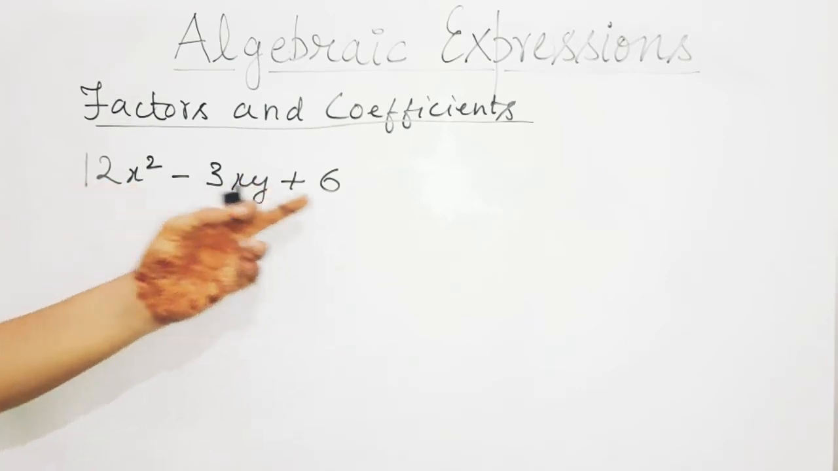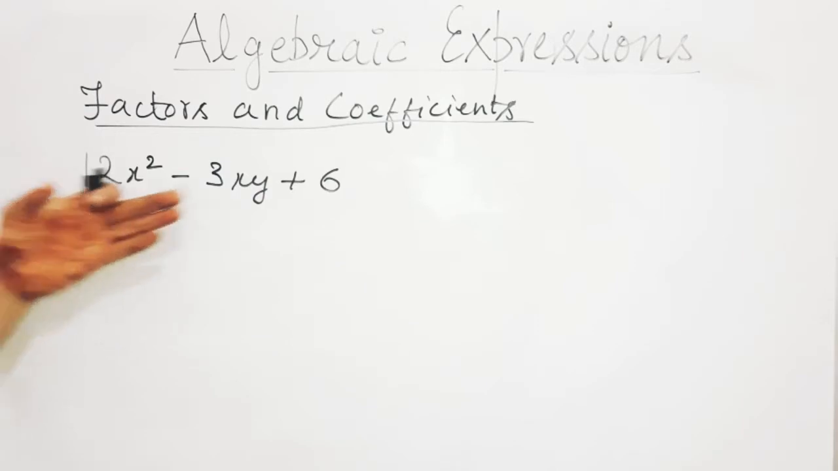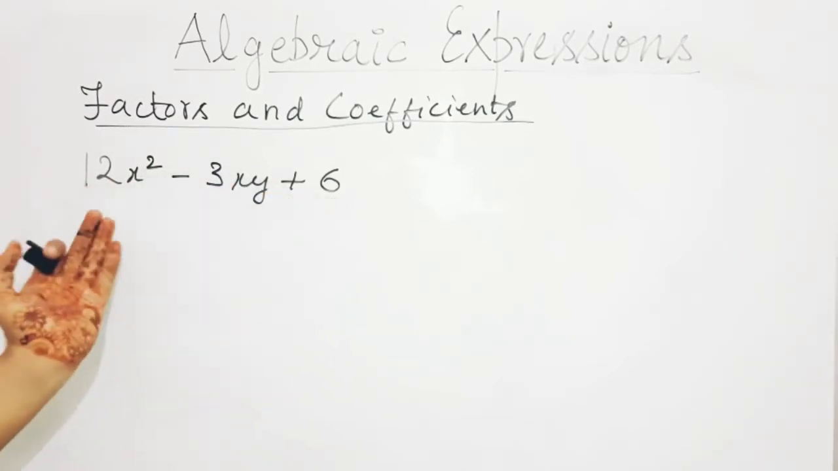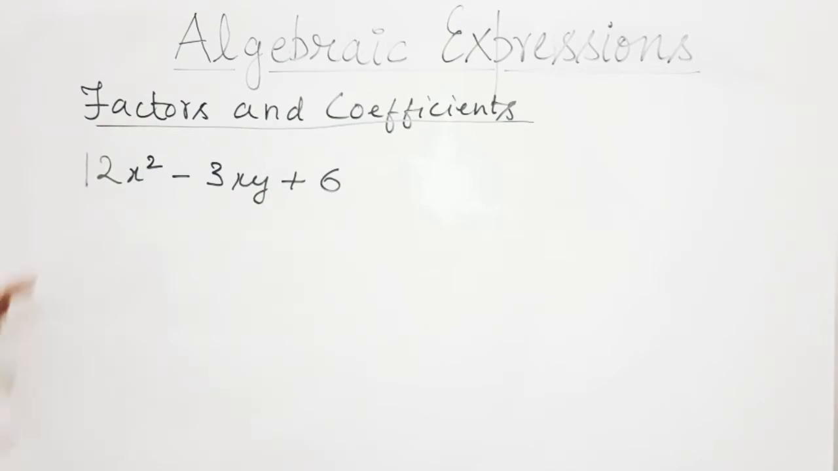1, 2, 3. Why are there 3 terms in this algebraic expression? Because this algebraic expression is divided into how many parts? 1 part, 2 parts: first part, second part and third part. Right students? So in total there are 3 terms in this algebraic expression.